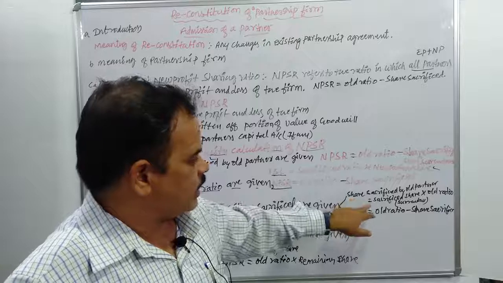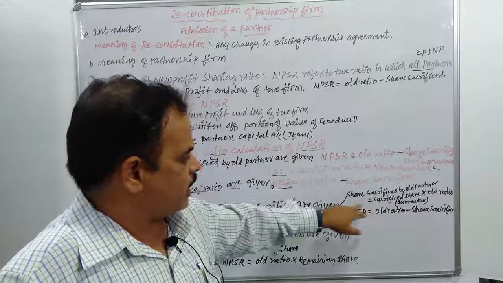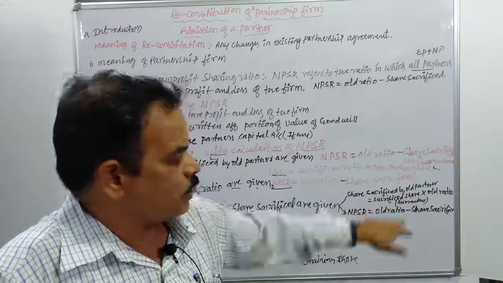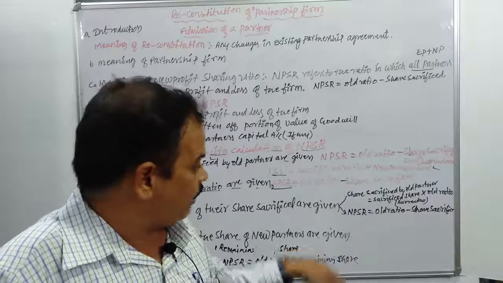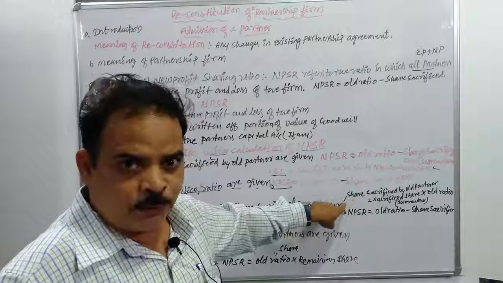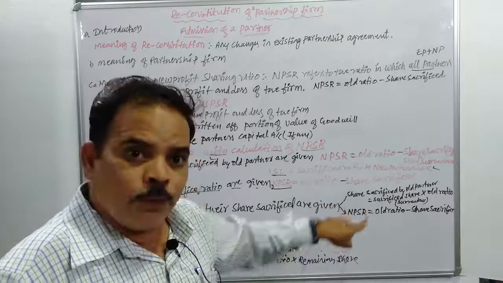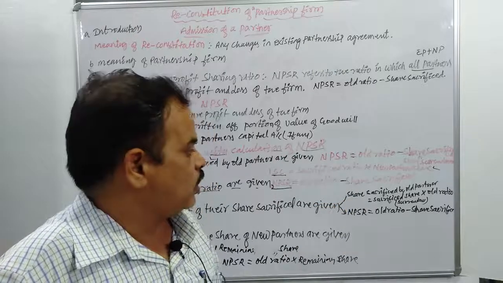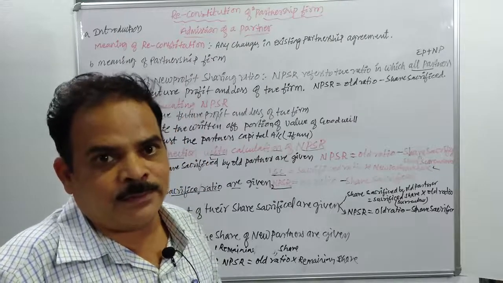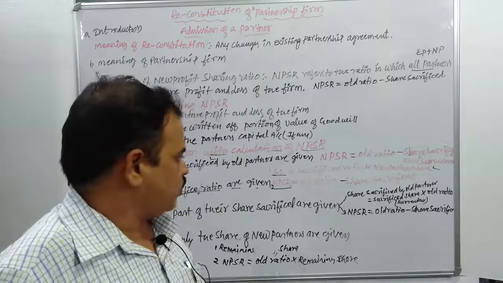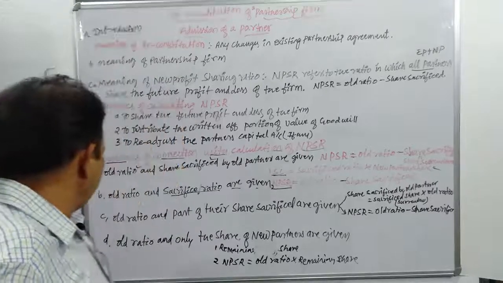Share sacrificed is equal to sacrificed share or surrendered share into old ratio. That is the first step. Then the second step: new profit sharing ratio is equal to old ratio minus share sacrificed. These are two important ratios to be calculated.